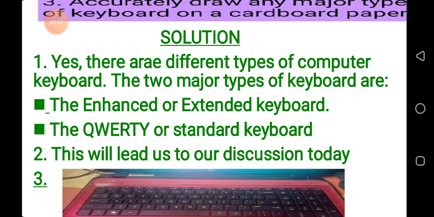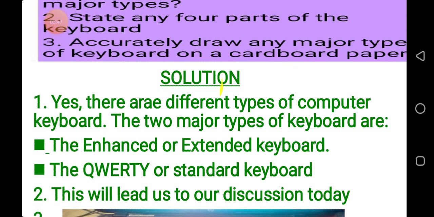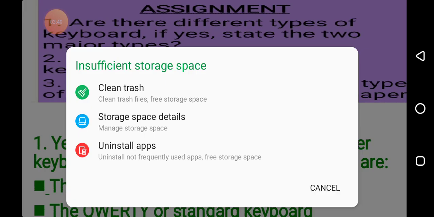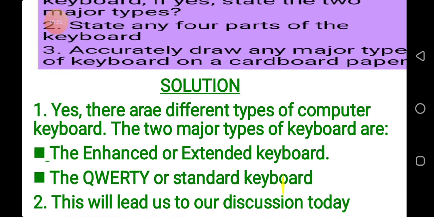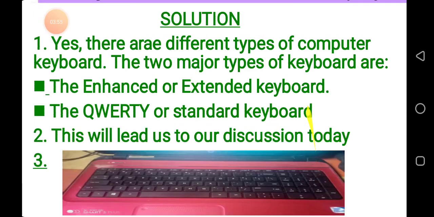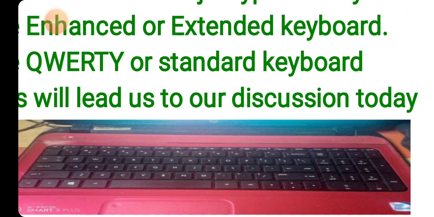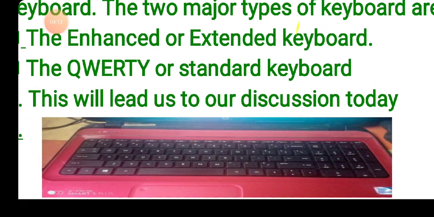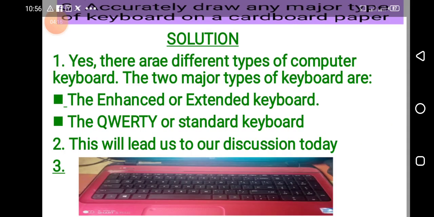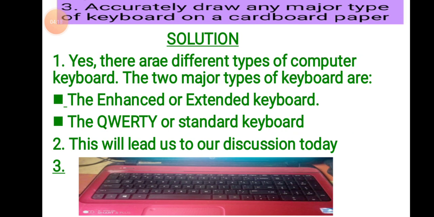Okay, so having said that, number 2, the assignment says state any 4 parts of keyboard. And okay, that will take us to our lesson of today. We'll discuss the parts of the keyboard. Okay, then number 3 is what I expected from you to draw. Just to draw, this is a typical keyboard. Okay, you can see it clearly. This is a keyboard. Okay, so having said that, this answers our questions on our assignments.